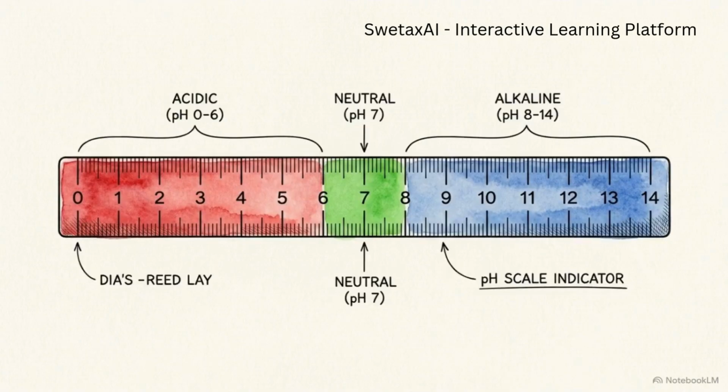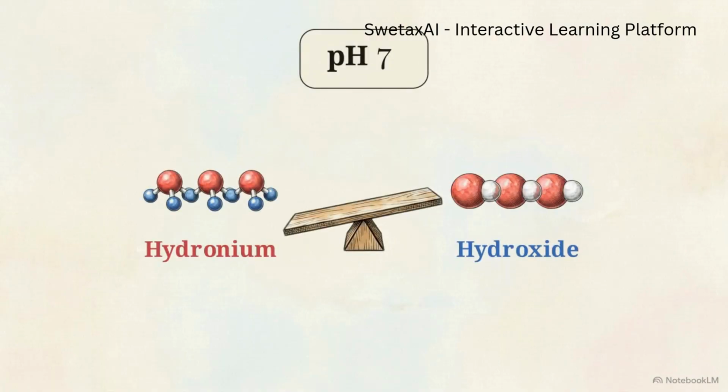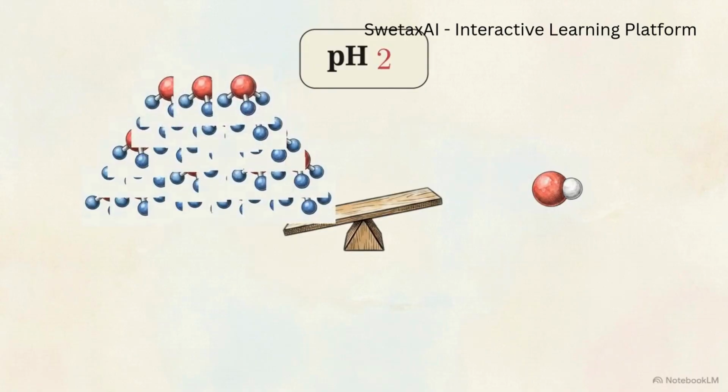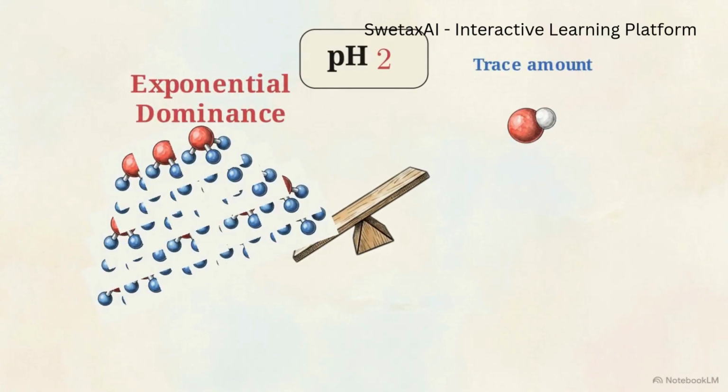To quantify the exact concentration of active ions in any aqueous solution, chemists use the pH scale. A neutral pH of 7 maintains a level balance of red hydronium and blue hydroxide ions. Because it is logarithmic, dropping the pivot number tips the seesaw sharply. Low pH indicates an exponential dominance of hydronium ions, completely overwhelming the trace hydroxide.